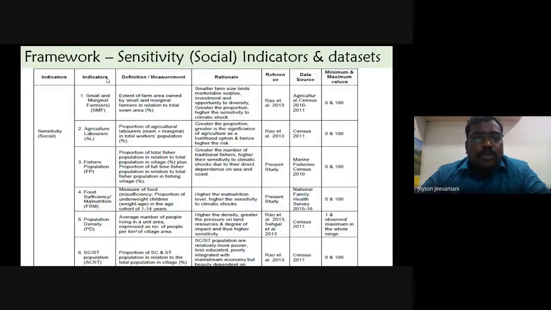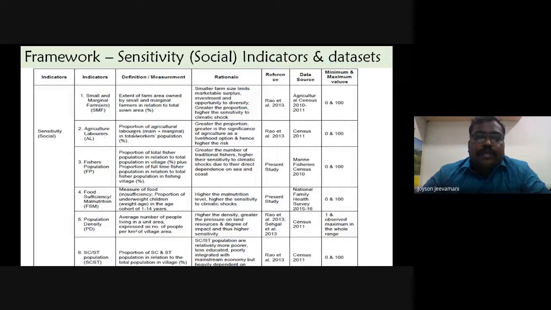First one is small and marginal farmers. Here it takes the percentage of small and marginal farmers in relation to the total zone area in the village. The data source for that is the agriculture census. It is easily available. You can download it from the net also. So here it is a sensitivity component. If the proportion of small and marginal farmers is higher, they are more sensitive than the large farmers.